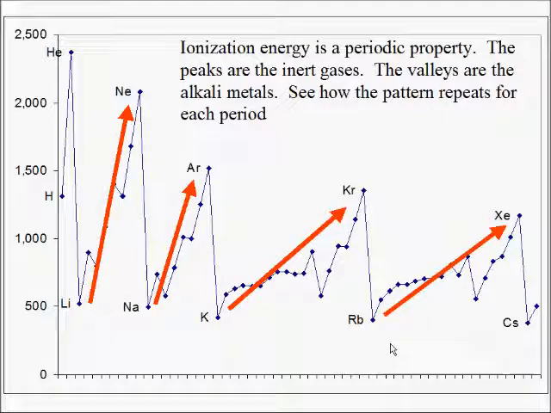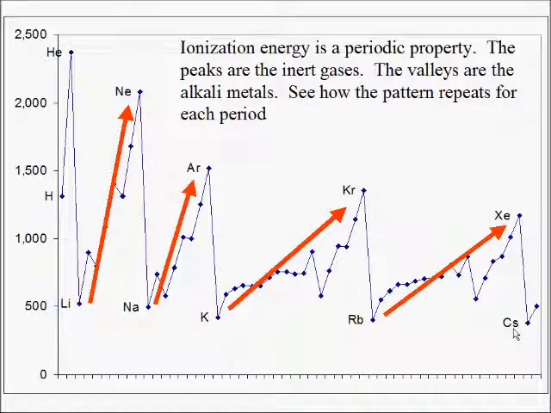We see that ionization energy is periodic. As we mentioned earlier, you'll notice that all of the peaks are the inert gases, and all the valleys are the alkali metals. And you notice that we get this same repetitive pattern for each period. So in the second period, the ionization energy increases as we go from left to right, from lithium to neon. That pattern is reproduced in the third period as we go from sodium to argon, in the fourth period from potassium to krypton, and in the fifth period from rubidium to xenon. And chances are, if we get down to cesium, it would be repeated in that period as well.